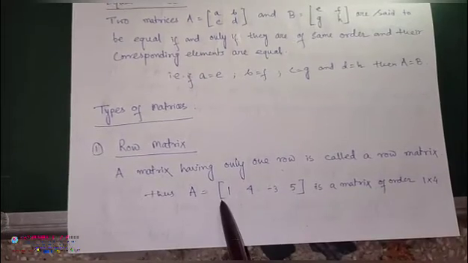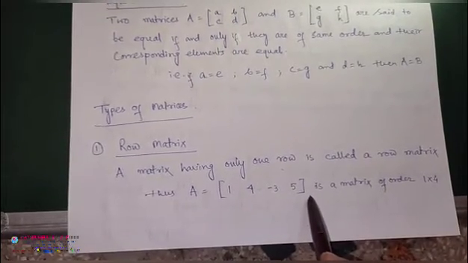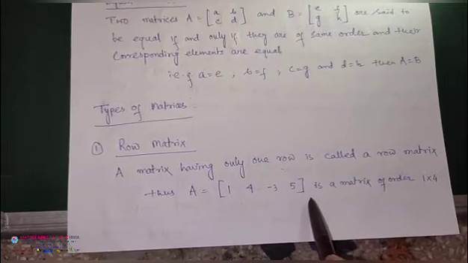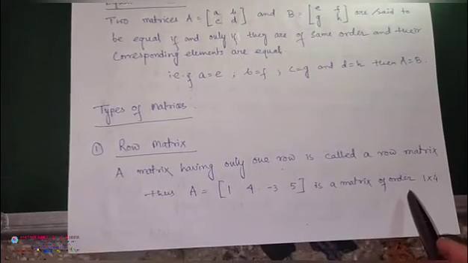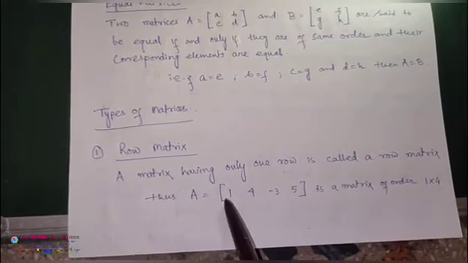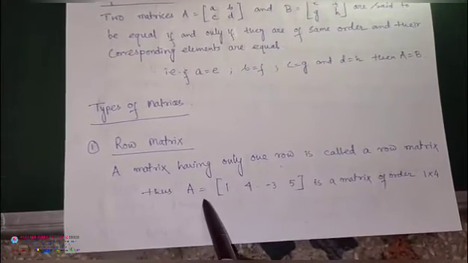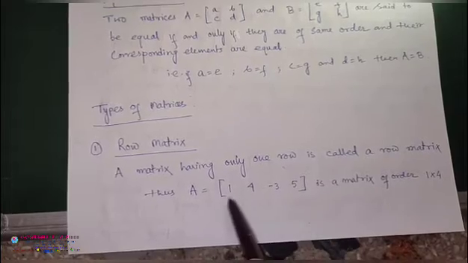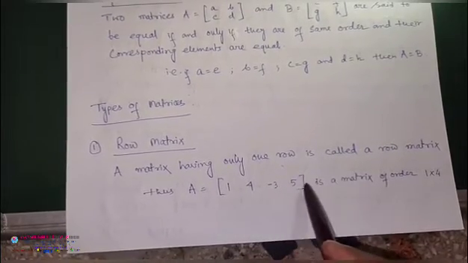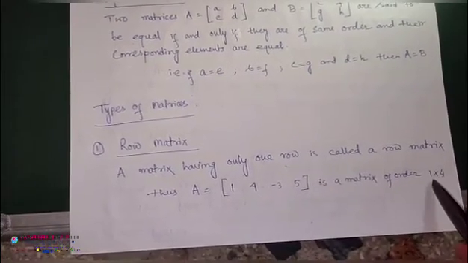So here, since it has one row, this matrix is known as row matrix, and the order of matrix is 1 by 4. See here, 1, 2, 3, 4. 4 columns are there. That means number of row equals to 1 and number of column equals to 4. So order of the matrix is 1 by 4.